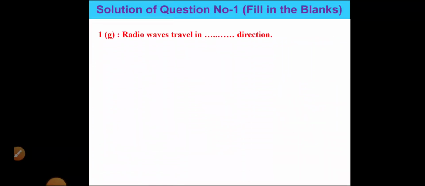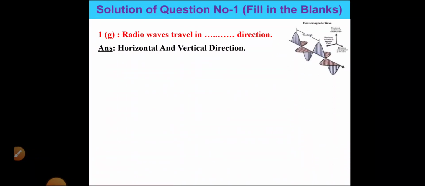Next is, radio wave travels in dash directions. So horizontally and vertically, in both directions the radio waves can travel. If you see the diagram on the right side, electromagnetic waves travel both horizontally as well as vertically. That means in both directions it can travel.